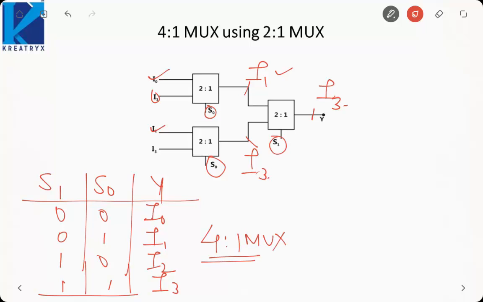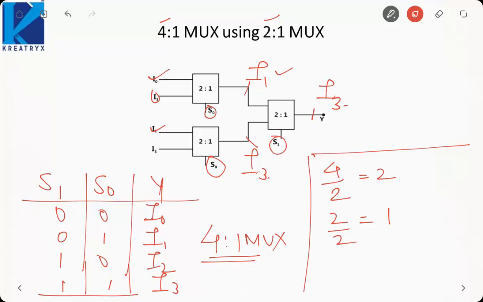Then how to identify how many multiplexers are required while designing? Just do something like this. Divide 4 by 2, that is 4:1 by 2:1. It will give you 2 as the quotient. Then divide 2 by 2, the quotient will be 1. Then add both of these. It is equal to 3 mux. That means 2 mux are at the first stage and 1 multiplexer at the second stage. So a total of 3 multiplexers are required.